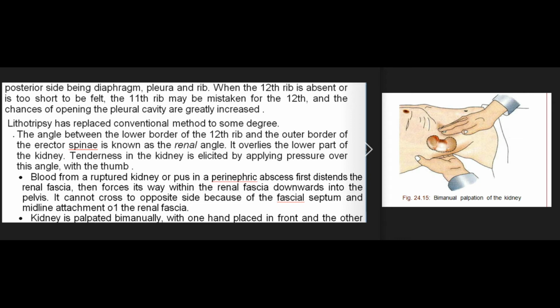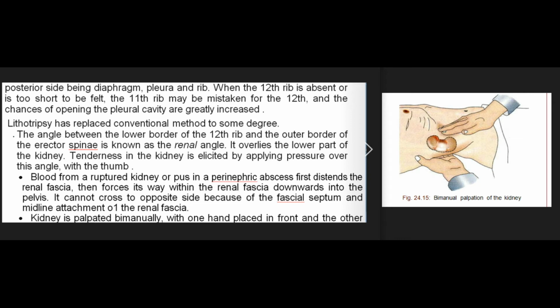The angle between the lower border of the 12th rib and the outer border of the erector spinae is known as the renal angle. It overlies the lower part of the kidney. Tenderness in the kidney is elicited by applying pressure over this angle, with the thumb.